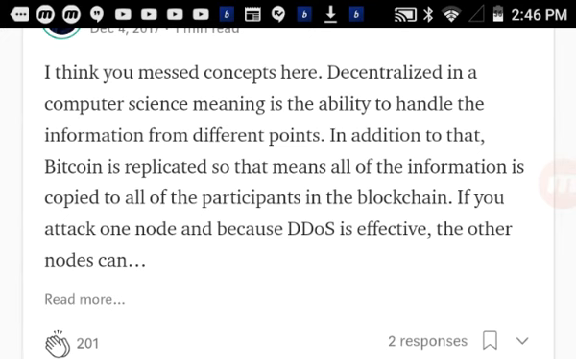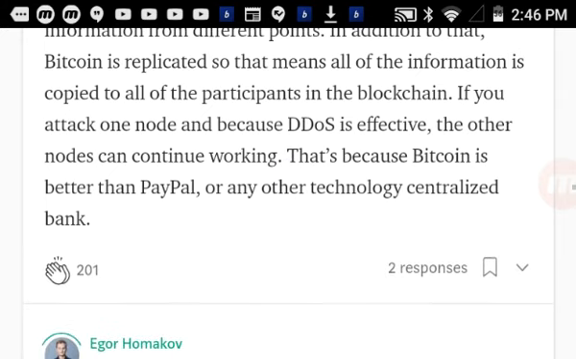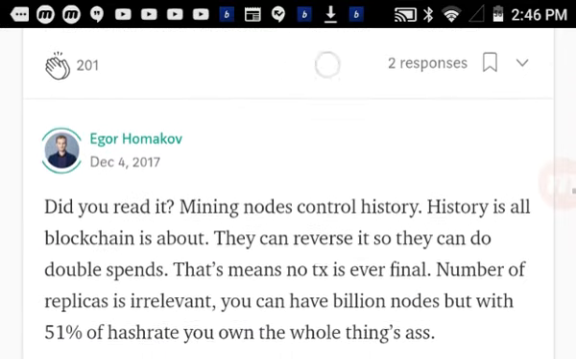Decentralized in a computer science meaning is the ability to handle the information from different points. In addition to that, Bitcoin is replicated, so that means all of the information is copied to all of the participants in the blockchain. If you attack one node and cause a DDoS, it's not effective. The other nodes can continue working. That's because Bitcoin is better than PayPal or any other non-decentralized bank.